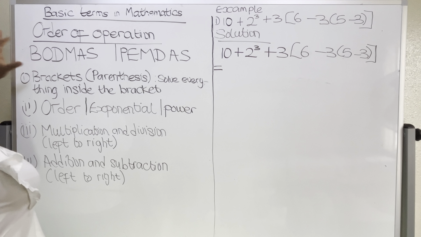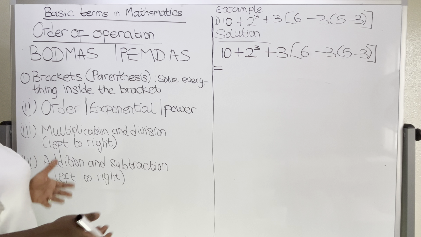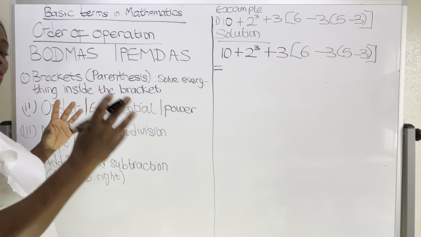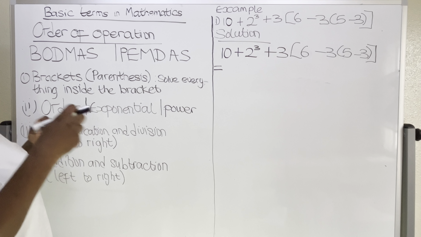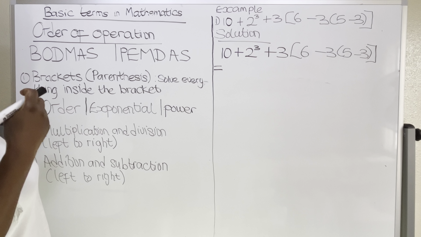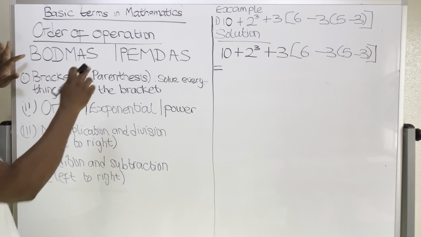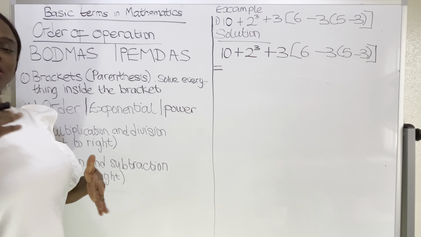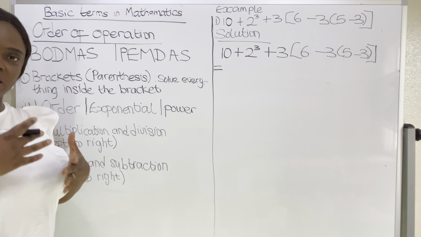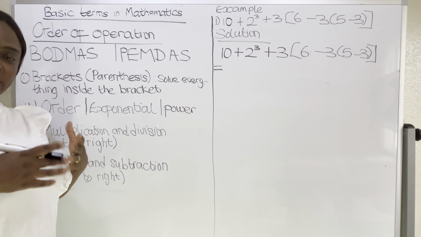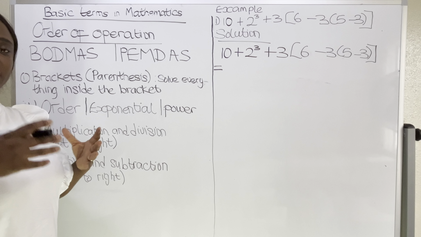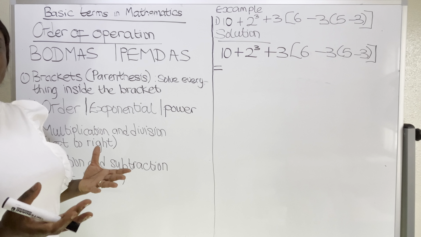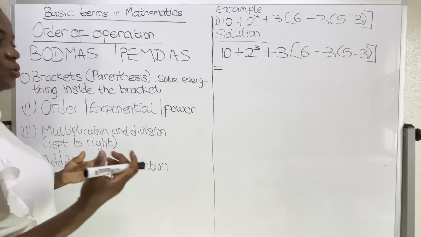BODMAS. The first thing you solve in any question is the bracket, that's called the parenthesis. So, when you see an equation, solve everything inside the brackets first. That's what we mean by B. O stands for order. In your equation, if you see exponents, index, or powers, if you see any number that has a square root, that's raised to a power, that's the next thing you solve.